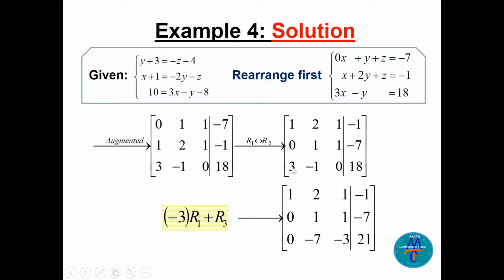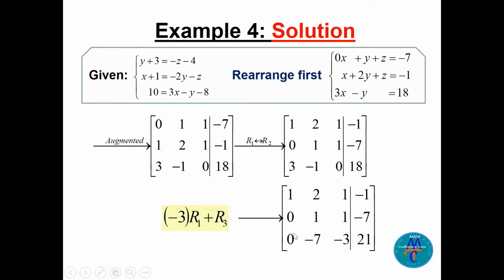I have to go directly to this 3 and change it to 0 there. So I have to multiply by minus 3. Row 1, because that's 1 here, minus 3, the opposite. Add to row 3, but you have to change the whole row. So minus 3 times the 2 is minus 6, and minus 1 is minus 7. Minus 3 times the 1 is minus 3, add to 0, minus 3. Minus 3 times the minus 1 is 3, add to 18 is 21.